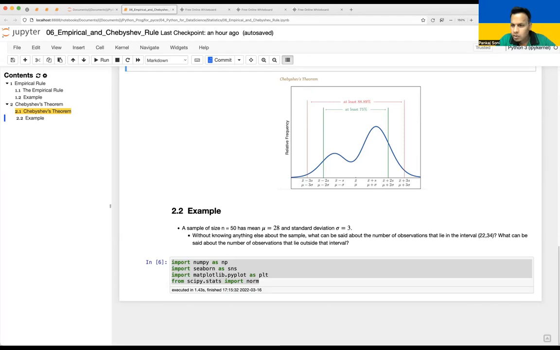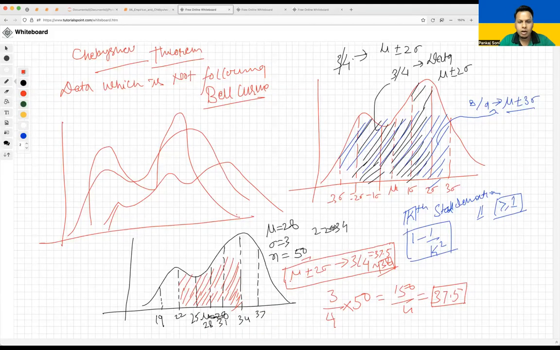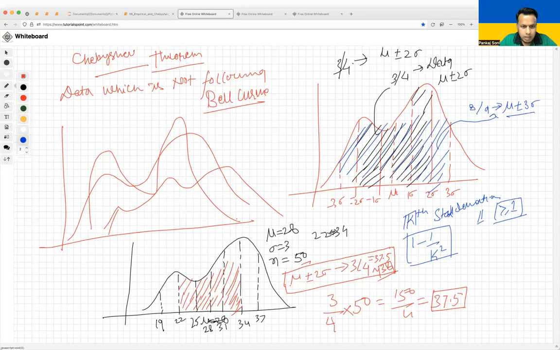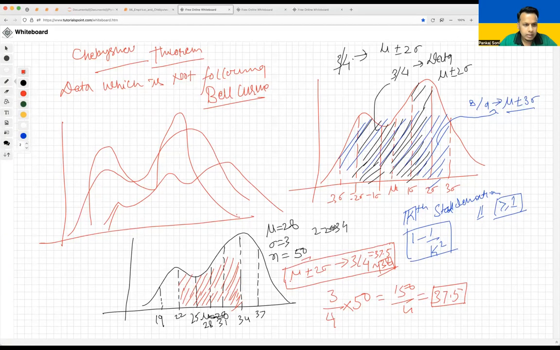Okay, so what about the next? What can be said about the number of observations that lie outside the interval? So what do you mean by outside? As per Chebyshev theorem, it is at least inside, so at most those will be outside. Outside will be looking like this. Here, this will be your inside, and whatever is falling outside is something like this. So 3/4 will be inside, then outside will be 1 minus 3 by 4, that is 1 by 4.